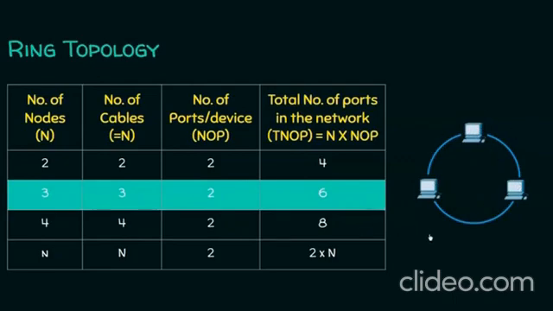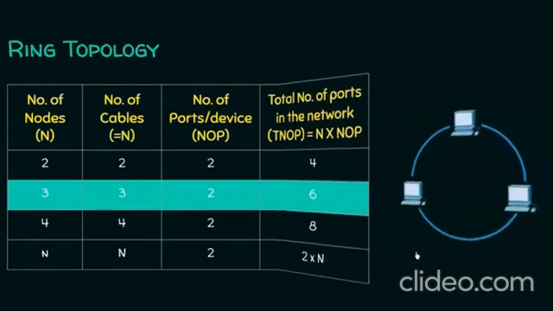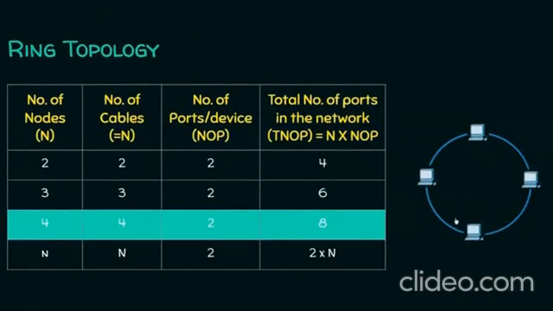Now we will see if the number of nodes is 4. If there are 4 nodes in a ring topology, then 4 cables are required. Cable 1, 2, 3 and 4. And each node must have 2 ports. And the total of 2, 2, 2, 2. So 2 plus 2 plus 2 plus 2. So a total of 8 ports are required.